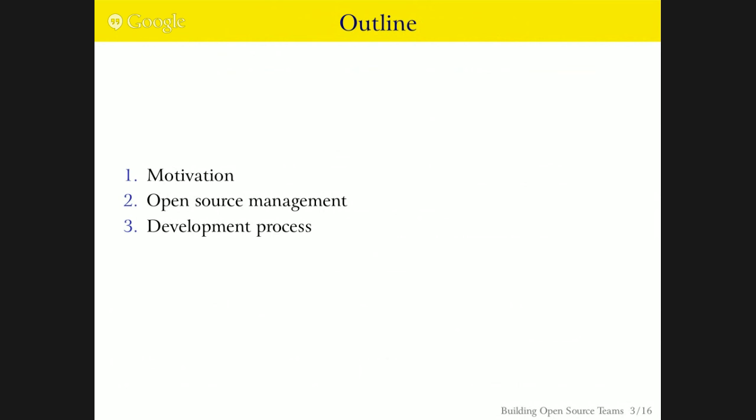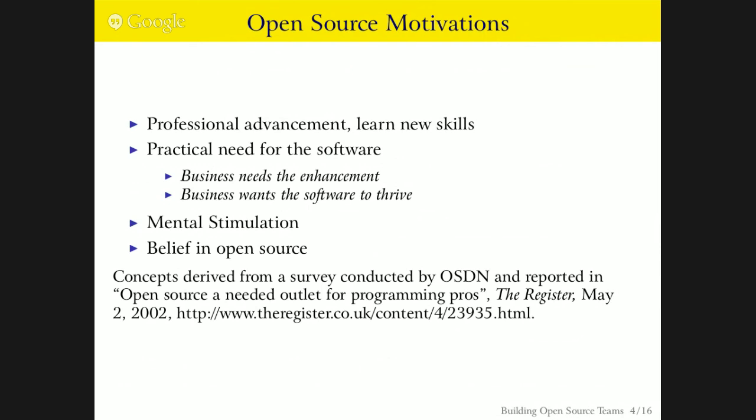First off is motivation. Because you're building an open source team, by definition, you're not typically motivating people monetarily, and that's a challenge. Number 2, there are challenges related to open source management in that whole span of things. And then finally, there are development process challenges, and we're going to walk through these one at a time. Okay, so let's talk about open source motivations.